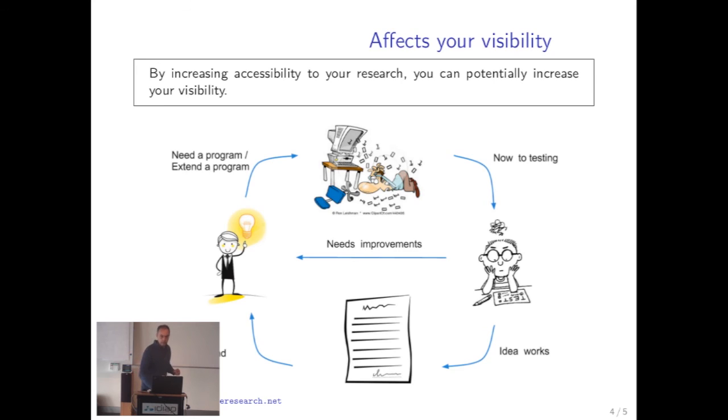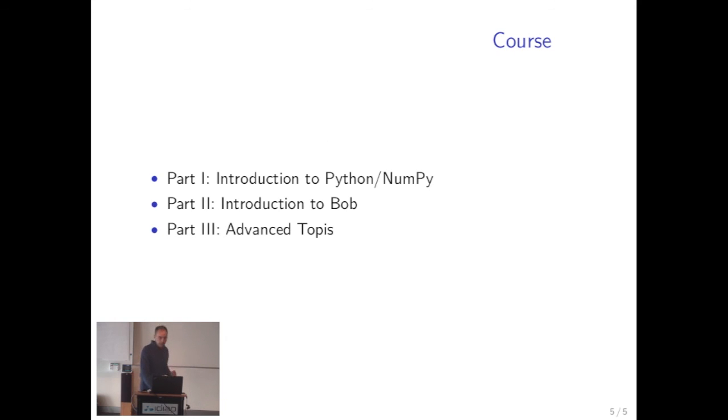So the course, I will hand it over to Manuel now, is divided in 3 parts. The first part is an introduction to Python and NumPy. Actually, the NumPy part, I think we moved into part 2. The second part is going to be an introduction specifically to Bob. And the third part, I'm going to talk about advanced topics. So a bit on how to glue all that research cycle together and how to make your work public.